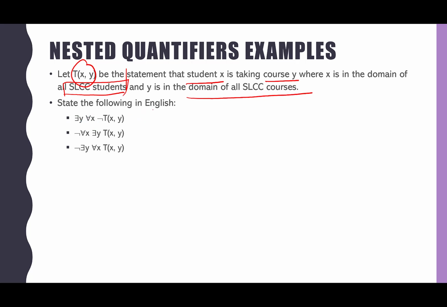Now, this makes a lot more sense when you throw in the final quantifier, right? So what we're saying, there exists some course in the domain of courses, which is all SLCC courses, such that for all students in the domain of X, it is not the case that that student has taken course Y. What is that saying? There's some class that nobody's taking. That's what that statement is saying. There's some class, there could be more than one, but there's some class. Remember, we're not using exactly one.